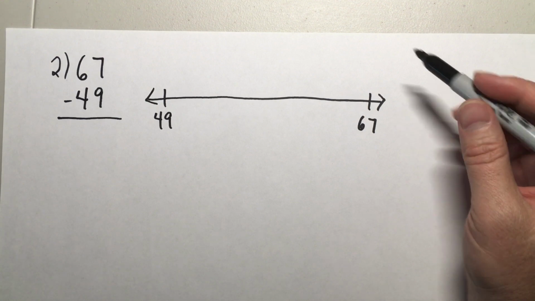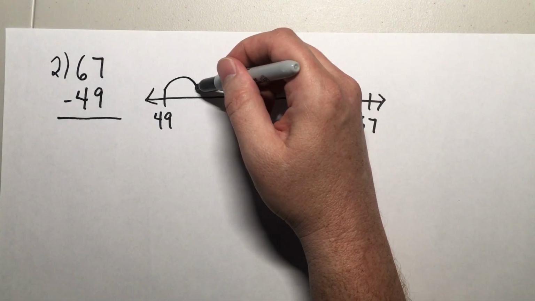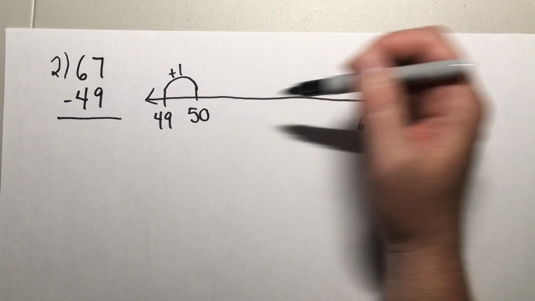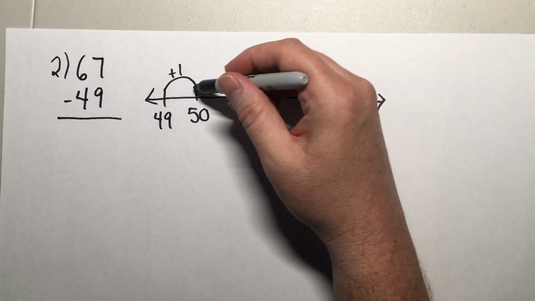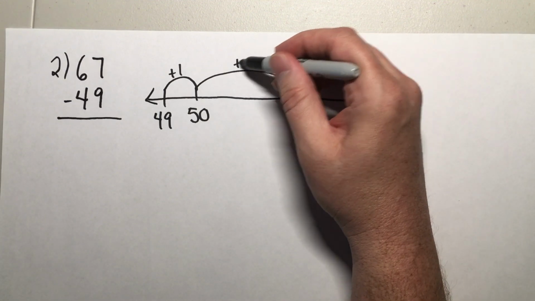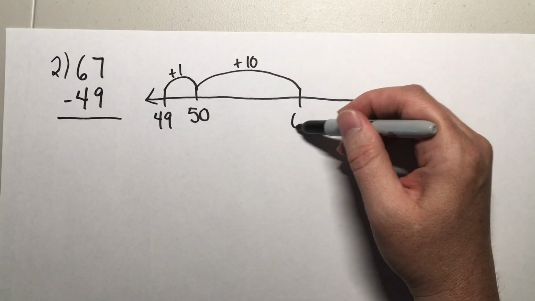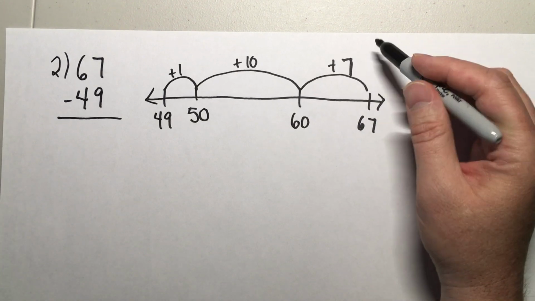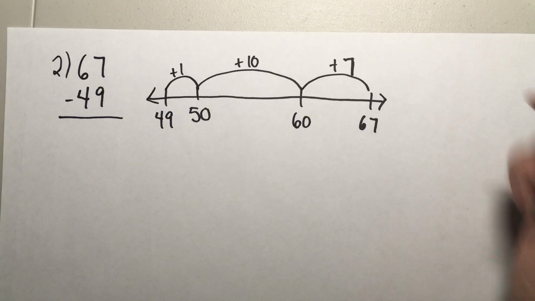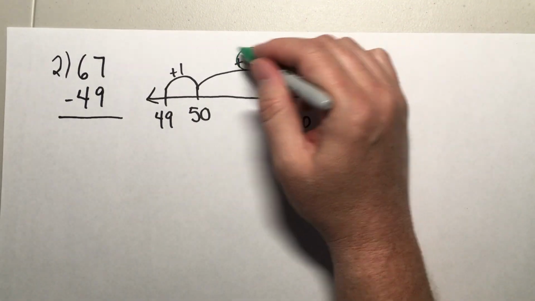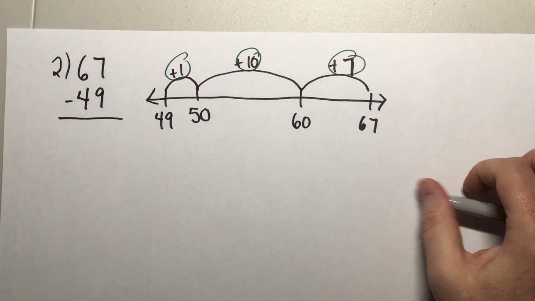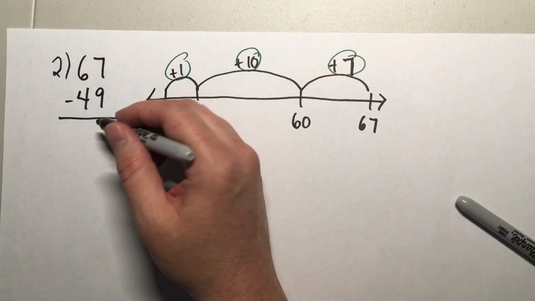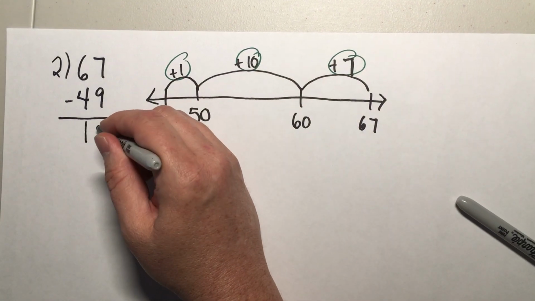Okay. We're going to go forward. We're going to add on. I'm going to add 1 here to get to 50. A good landmark number right there. Maybe I want to add another 10 to get to 60. Add another 7 to get to 67. These numbers are your partial sums, and when added together, they'll show the difference between the two numbers. 7 plus 10 is 17 plus 1 is 18. 17 plus 1 equals 18.